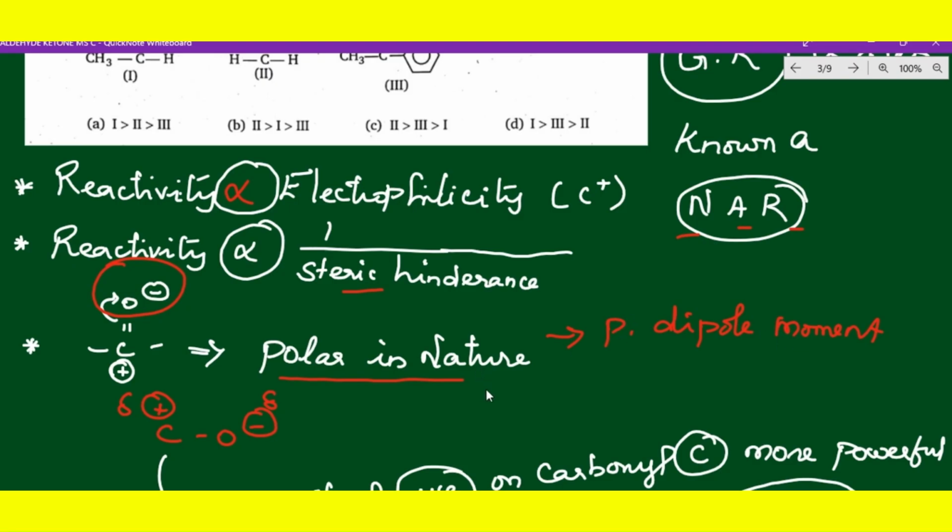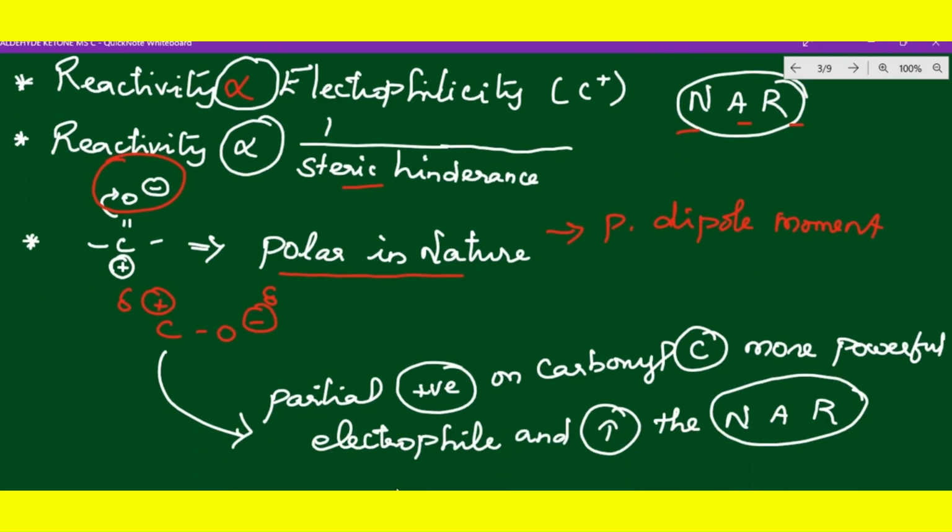The dipole moment pulls the electron density away from the carbon and towards the oxygen, because oxygen is more electronegative. So carbon is delta plus and oxygen is delta minus. This partial positive charge is nothing but electrophilicity. So a partial positive charge on carbon makes a more powerful electrophile and increases the reactivity in the nucleophilic addition reaction. Those are all the points I have given. Whenever a nucleophilic addition reaction comes, these are the tricks for you to identify the answer. Hope you got the clarity.